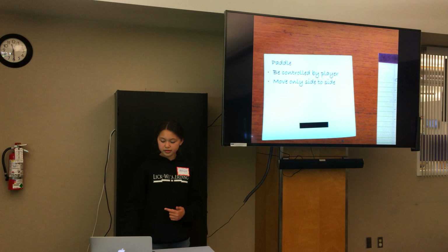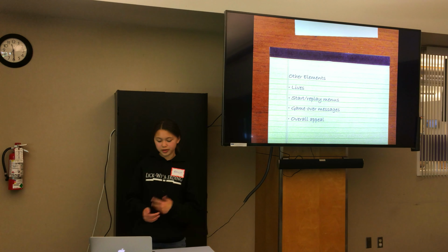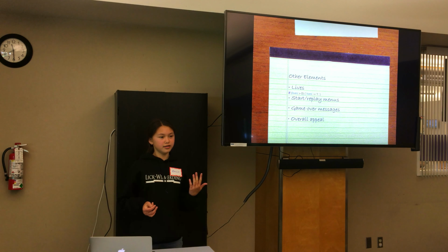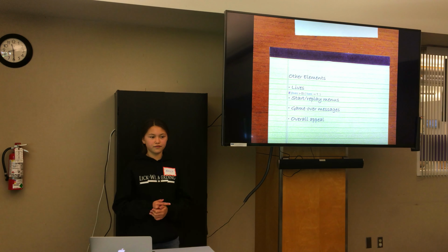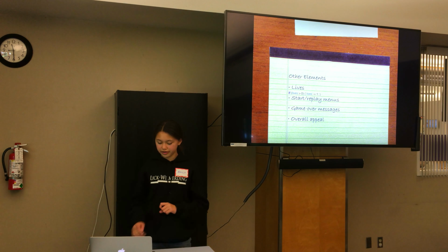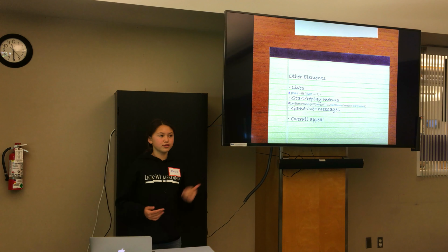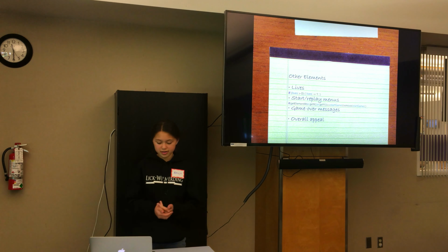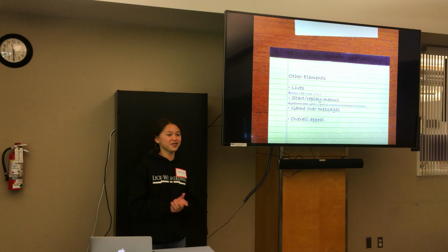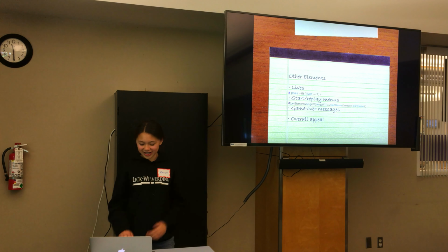And for the other elements, they used fairly simple bits of code. For example, the lives used a straightforward if statement for when the ball went off the screen. And the start and replay menus, if you click on them, then they disappear and the game starts again. And the game over messages had fairly similar concepts. And for the overall appeal, you're going to have to come check out my game to see if you like it.